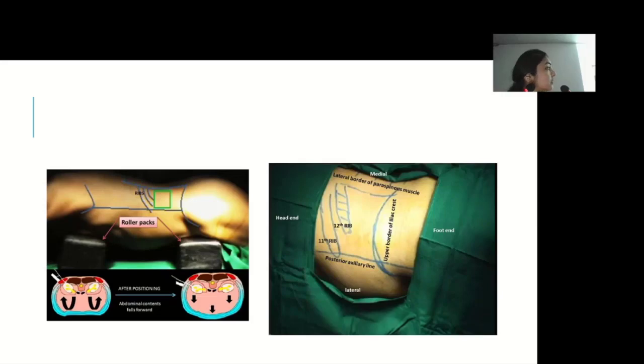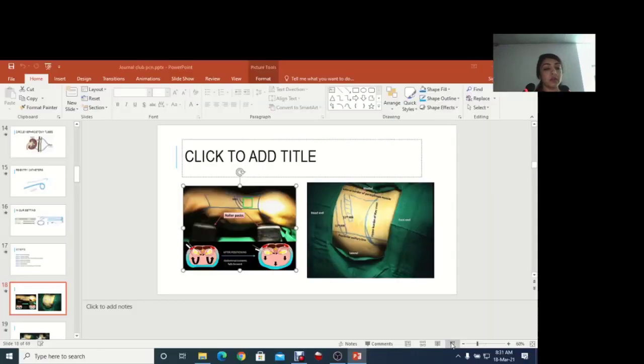So what surface markings do we have available? The upper border of the iliac crest, the posterior axillary line, the 12th rib, and the lateral border of the paraspinous muscle. So this is our window to place the PCN. We mostly prefer the posterior calyx for PCN placement, and the dilated calyx is mostly preferred.